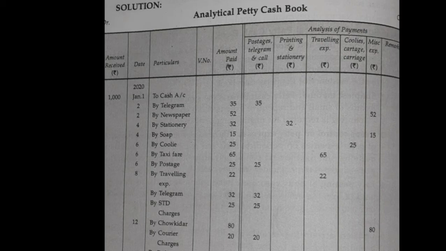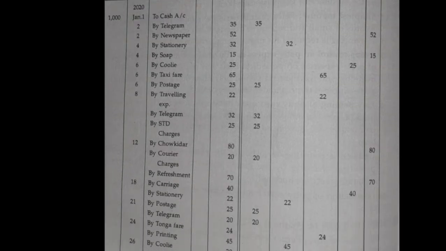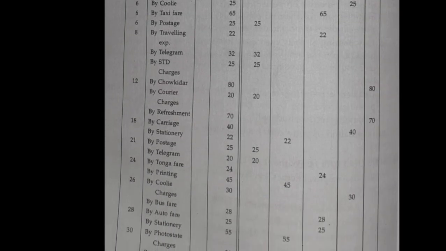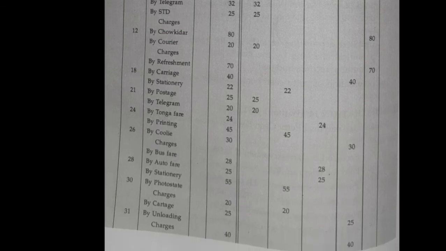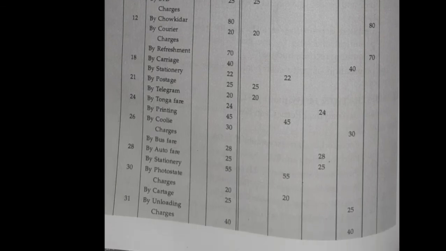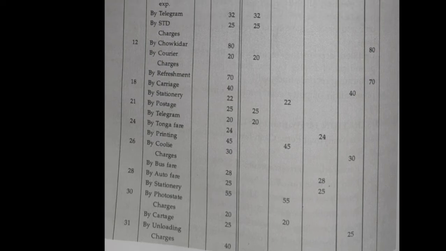As you can see, January 4 stationery 32 has been recorded here. Then on January 18 again stationery has been recorded. Then printing on January 24 has been recorded. Then on 28 January stationery 55 rupees has been recorded in the stationery column. Then photostat charges on January 30 are again recorded in the printing and stationery column.